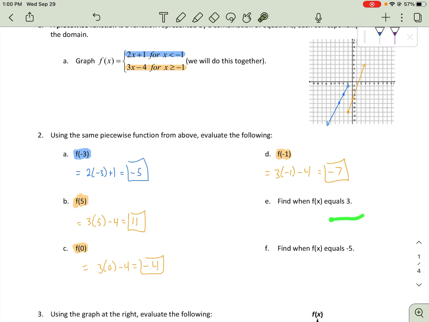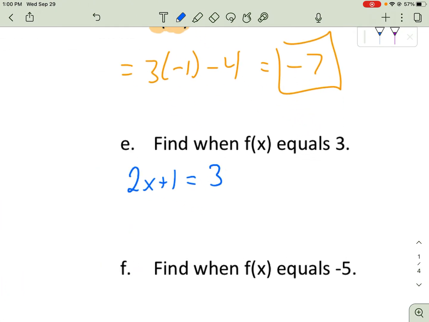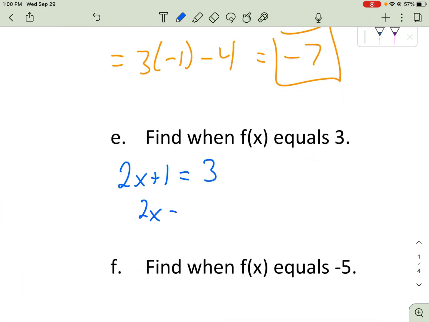Now for these problems, we know what the y value is because it says when f of x equals 3. So if we know the y value, we have to set each of these equal to 3 because these represent our y values, and solve for x. Then we have to check our x values to see if it fits over here. So first let's do the blue one. We have 2x plus 1 is equal to 3. Solve this, so subtract 1. 2x equals 2, and you get x equals 1.